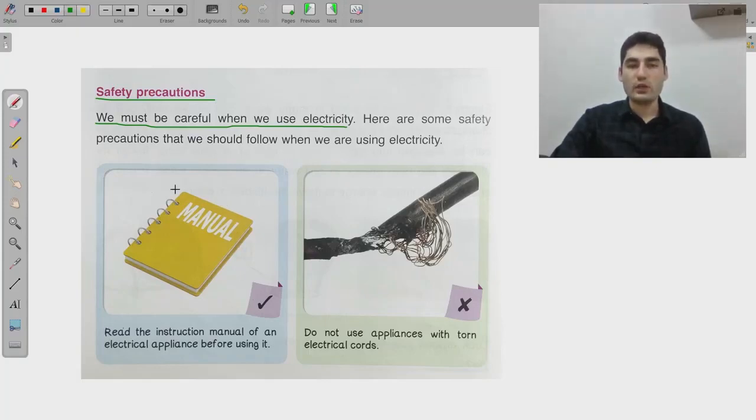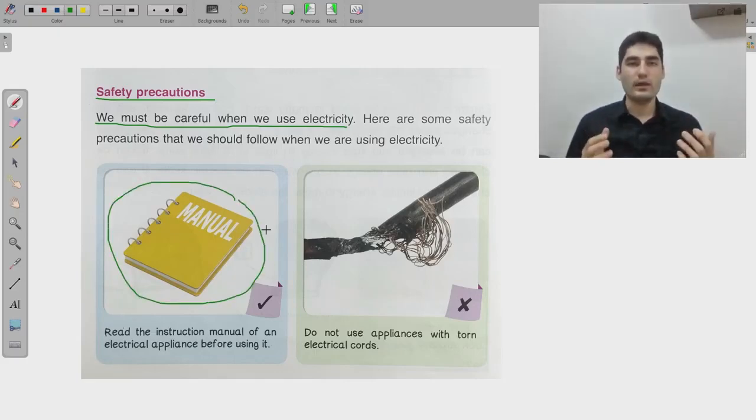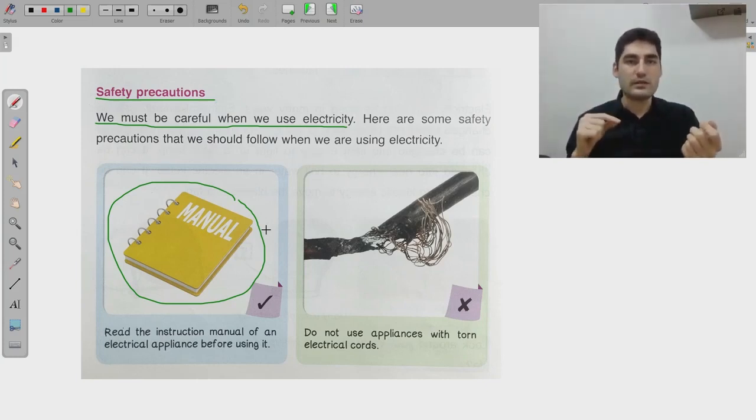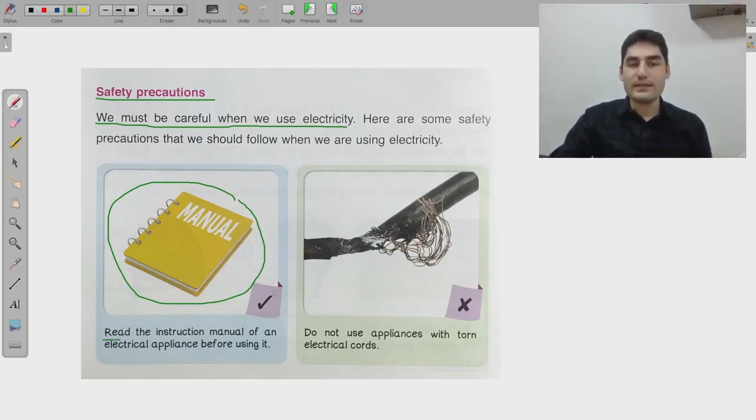For example, you need to read the manual. Manual means when you buy something new, like TV, like oven, microwave, like fridge, electrical kettle. These all have manuals. Manual means like a book. You open it and then it says, do not use this in these situations, or be careful to use this. Okay, there are some manuals about that. So you read the instruction manual of an electrical appliance before using it. You need to read the manual all the time.